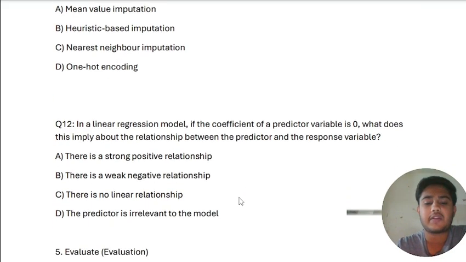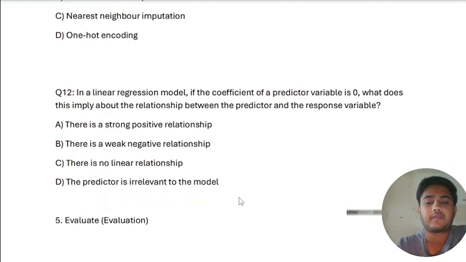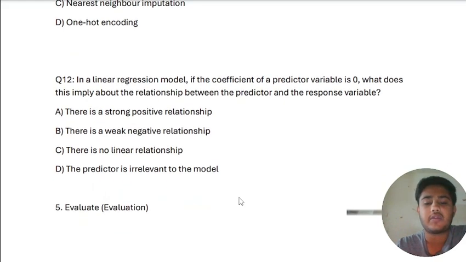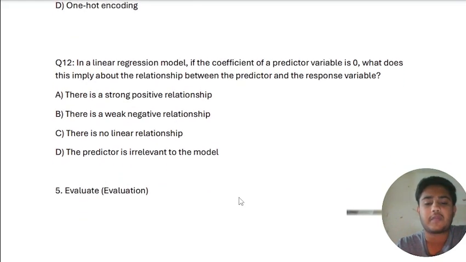In a linear regression model, if the coefficient of a predictor variable is 0, what does this imply about the relationship between the predictor and the response variable? The answer is there is no linear relationship. Option number C.